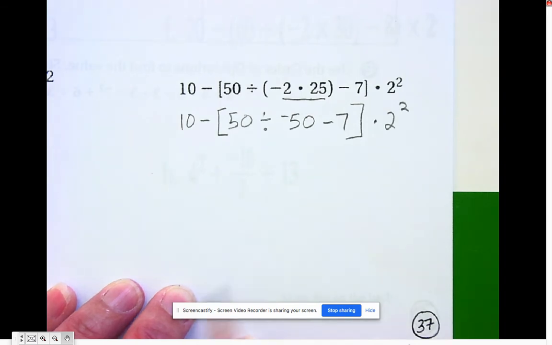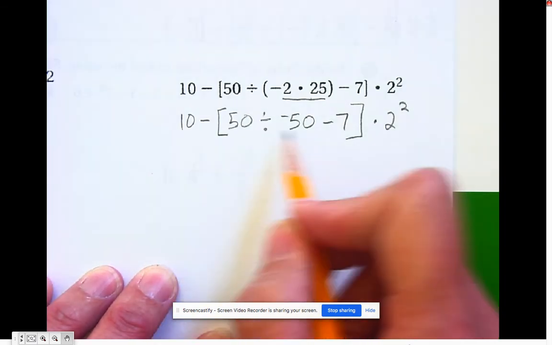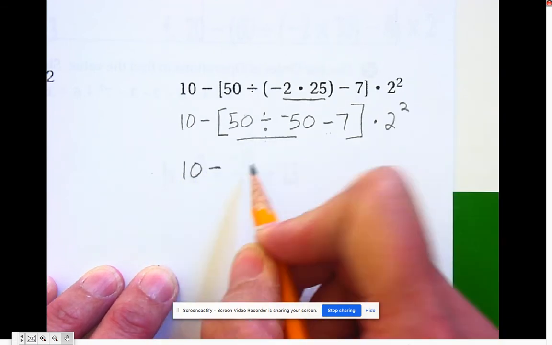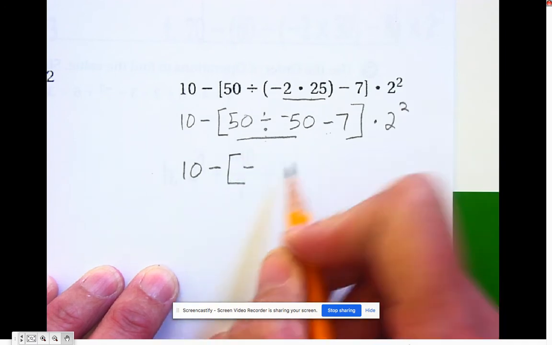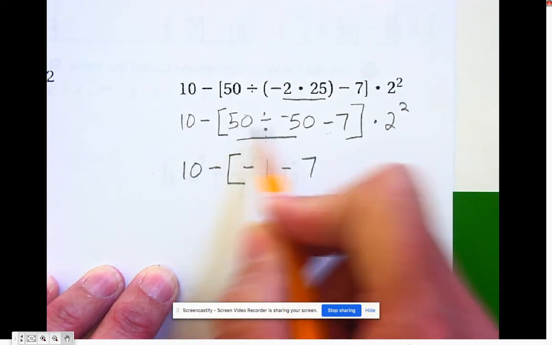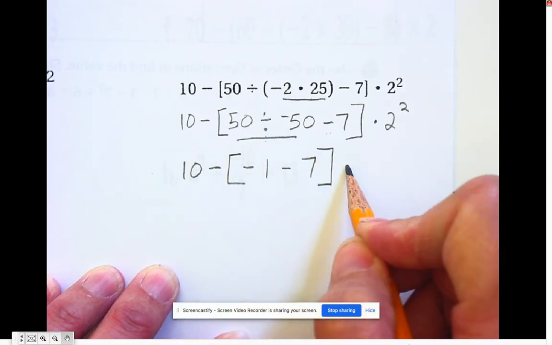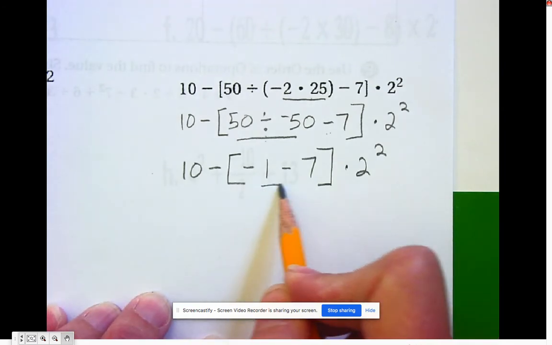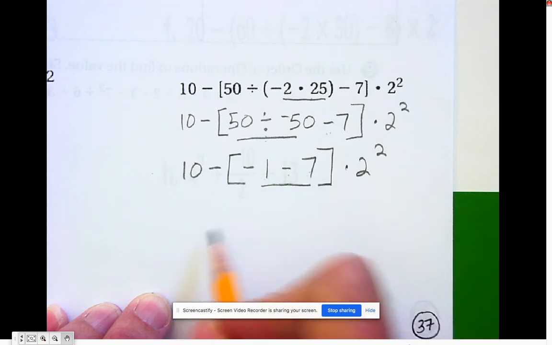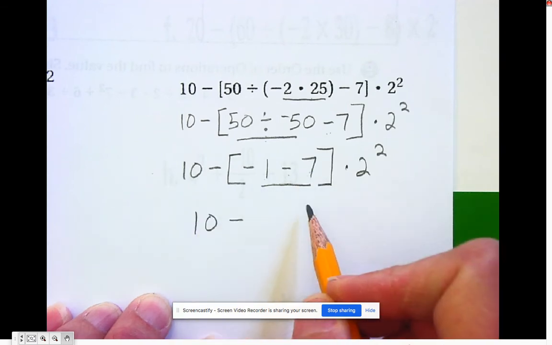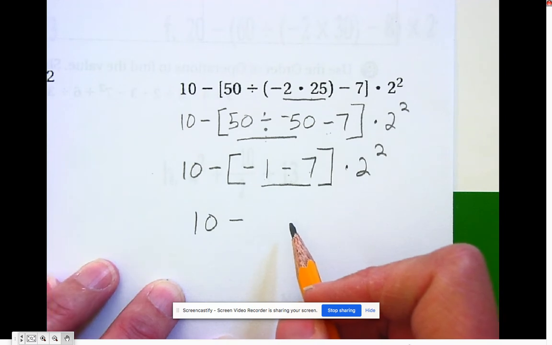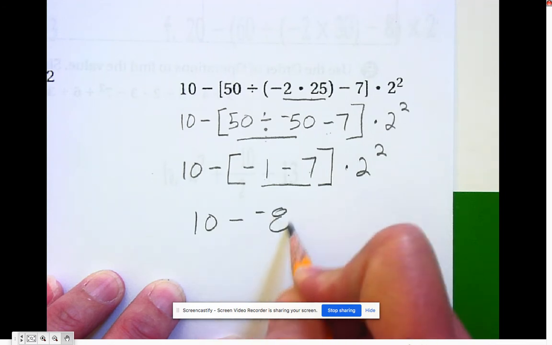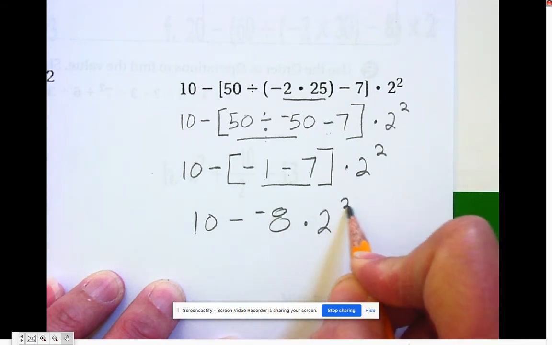Now I'm going to keep working inside those parentheses. I've got a division and a subtraction. Division is going to come first. 10 minus negative 1 minus 7, so 50 divided by negative 50 is negative 1, times 2 squared. Still in my bracket, so I'm going to do that next. I've got negative 1 minus 7, so 10 minus negative 1, take away 7. I've got 1 negative, and I'm taking away 7 positives. I've got a bunch of zero pairs, take them off. I've got negative 8, times 2 squared.